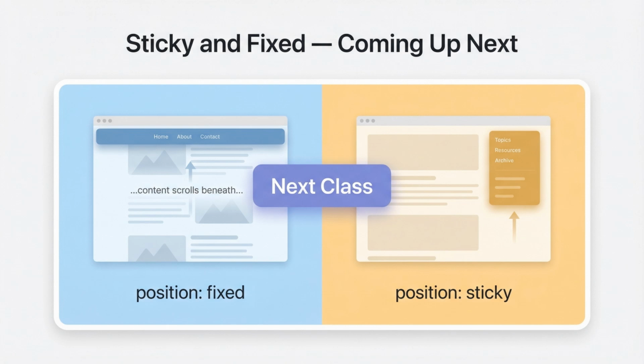That covers relative and absolute positioning in depth. There are still 2 more position values to explore, fixed and sticky. Fixed keeps an element locked to the viewport no matter how much you scroll, which is perfect for navigation bars. Sticky is a hybrid that scrolls with the page until a threshold, then locks in place. Those will be covered in the next class.